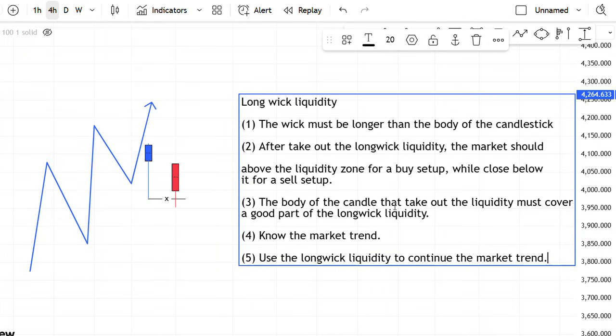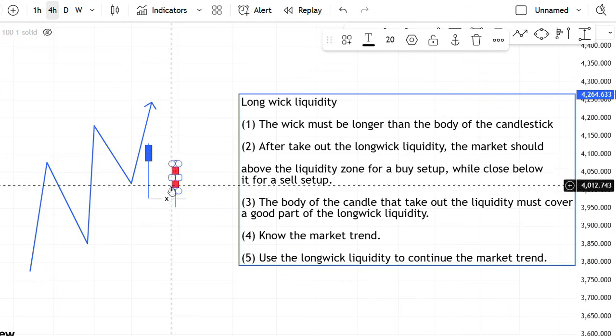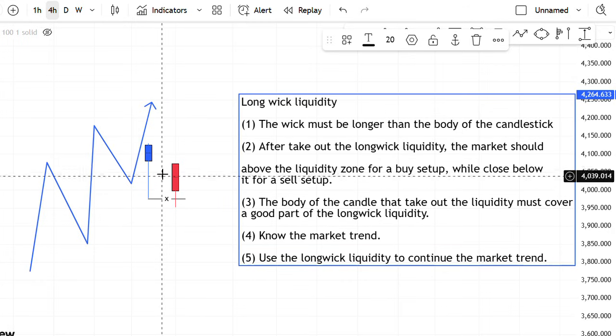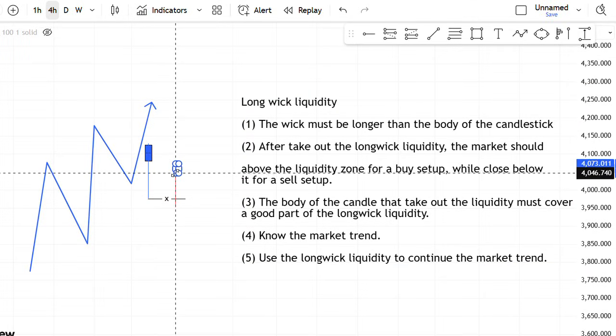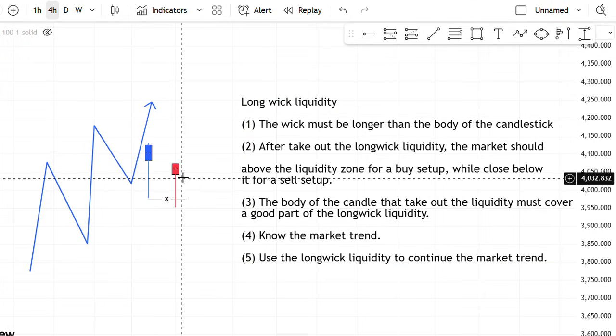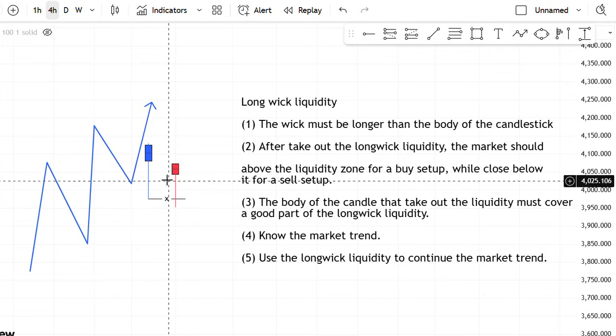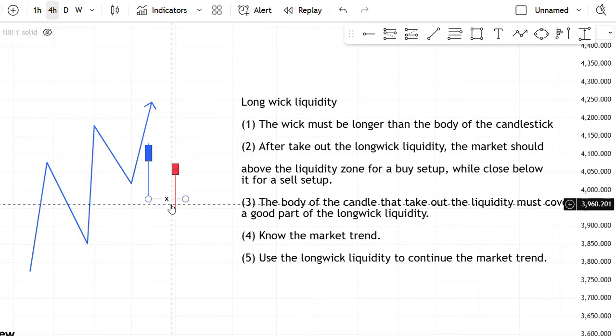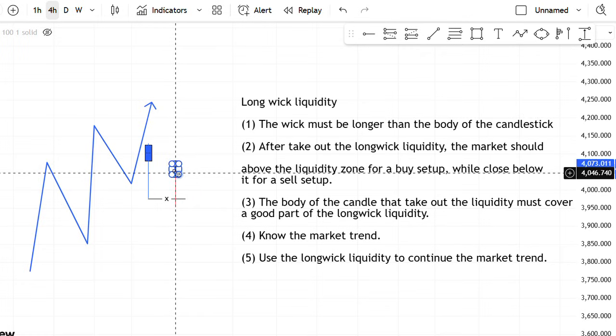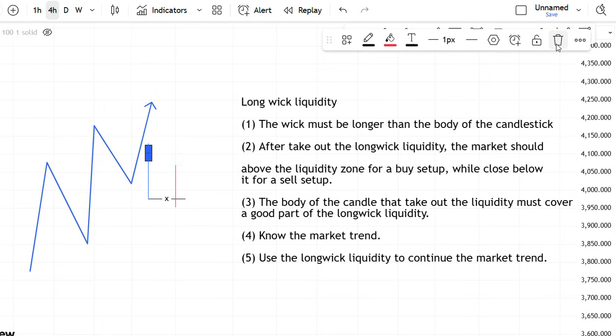Then the body of the candle that takes out the liquidity must cover a good part of the Longwick liquidity. Like I said, the body should cover a good part of it, not just go up above it like this. It's not yet complete. There will be another candle to cover this old space. Like I said, the Longwick liquidity is also an imbalance. So the market is going from liquidity to an imbalance and like that.